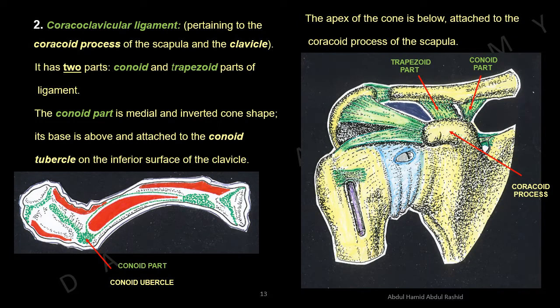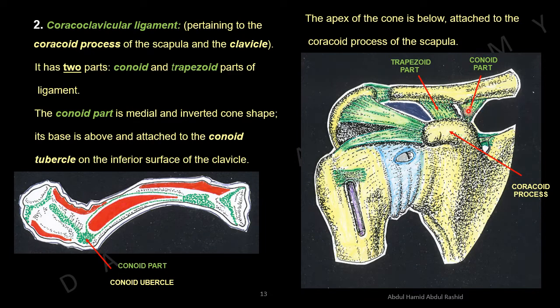The second ligament attached to the clavicle is the coracoclavicular ligament. By looking at the name, you can see it is attached between the coracoid process of the scapula and the clavicle. This ligament consists of two parts, the conoid part and the trapezoid part. You can see here, this is the conoid part and this is the trapezoid part. The conoid part is on the medial side.